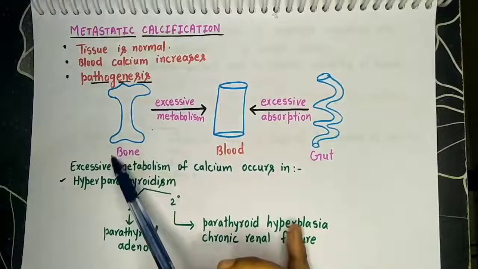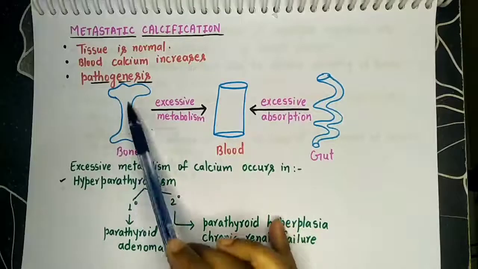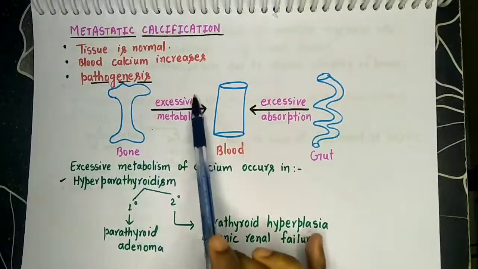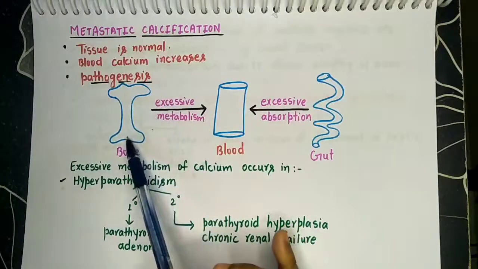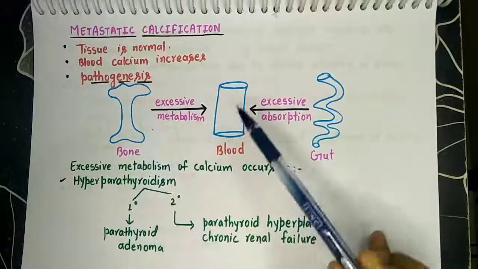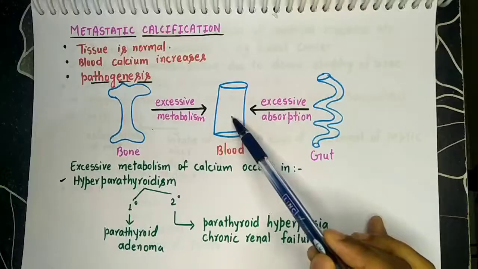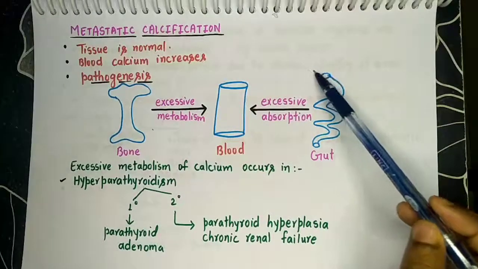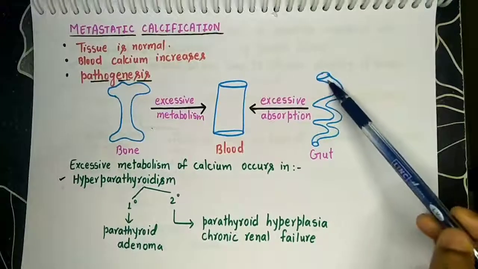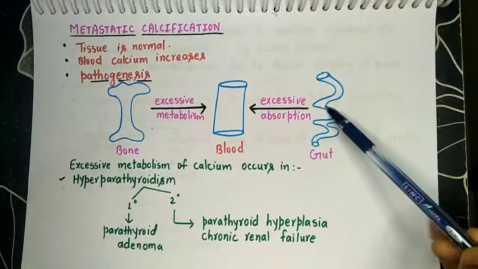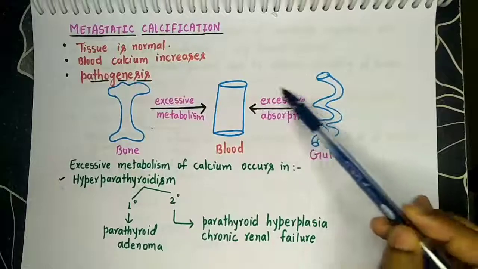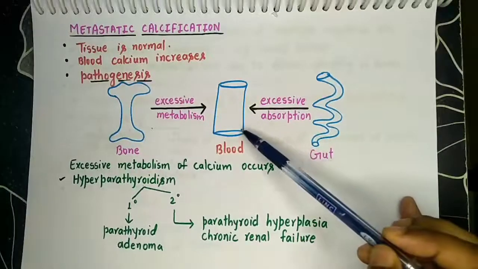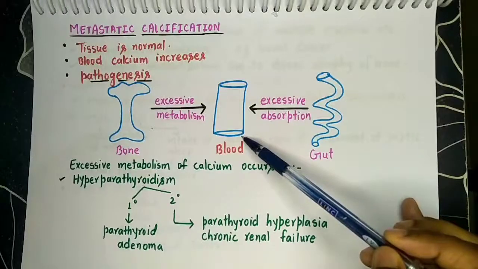As we all know, bone is a storage of calcium. So in case of excessive metabolism of the bone, excessive metabolism of the calcium present inside the bone, automatically there will be an increase in concentration of calcium in the blood. And in case of excess intake of vitamin D or calcium from outside in the diet, there will be excessive absorption of calcium from the gut, and in that case also there will be an increase in concentration of calcium in the blood.